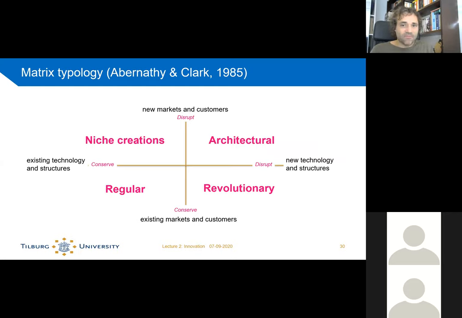They say an innovation can be incremental or disruptive if you look at the technology, and it can be incremental or disruptive when you look at the market and the customers. Those two dimensions result in four different types of innovations: architectural, revolutionary, regular, and niche. And that's the last thing I want to explain in this lecture.